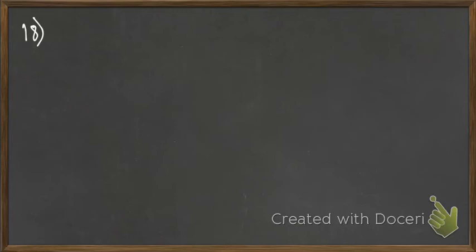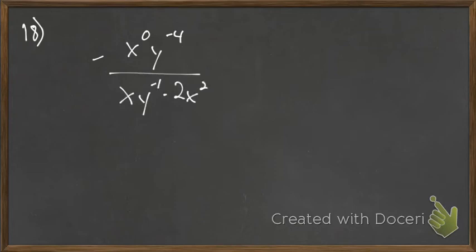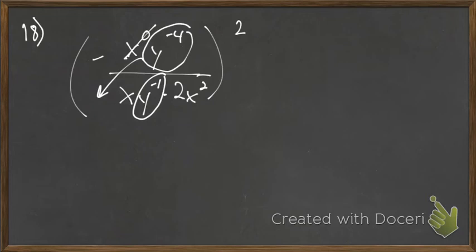I got 18 here. x is 0, y to the negative 4 over x y to the negative 1 times 2x squared. Remember, nothing's magically attached. I'm going to tighten up my whole inside first, okay? So this becomes a 1, so that's gone. This needs to go downstairs. This needs to go upstairs. All right. So I've got a y upstairs. So that y came upstairs. This y comes downstairs. And the basement, I have 3 factors of x still.